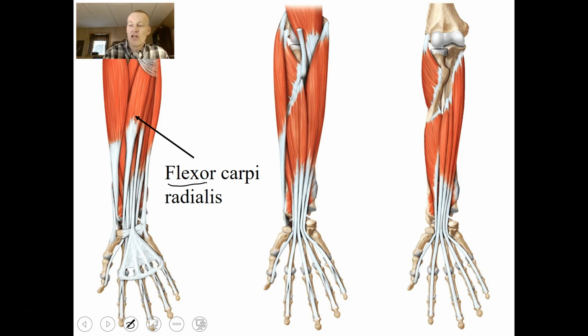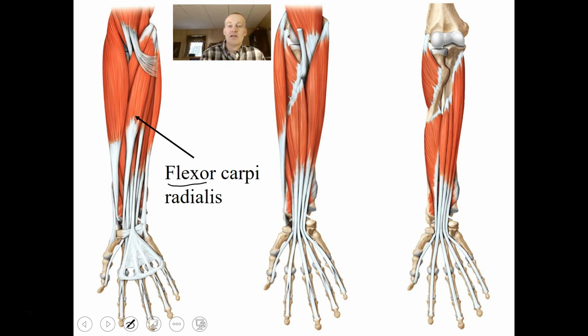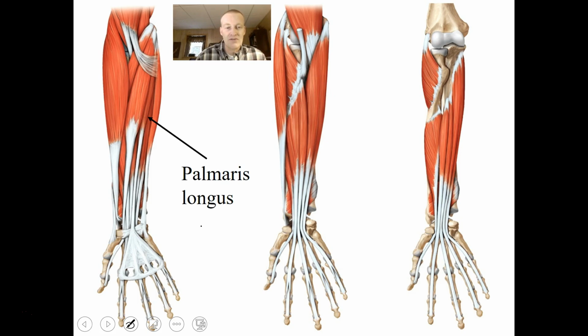So it allows you to flex your hand, which means it allows you to pull your hand. If you were to pull your hand forward, that's flexing. If you pull your hand backward, it's extending. This one flexes the hand. So it's a flexor. It is near your wrist and connects into your wrist, or goes by your wrist and connects into the radius. So flexor carpi radialis.